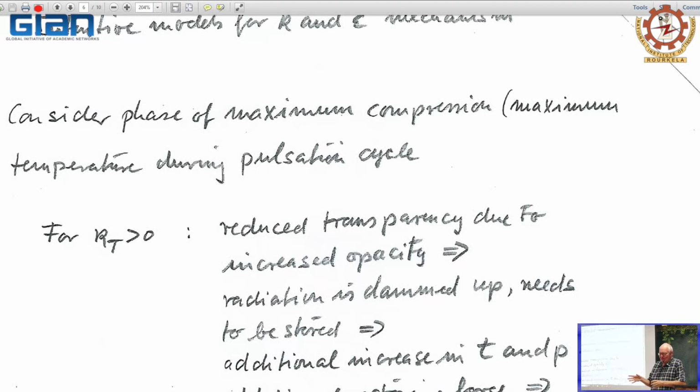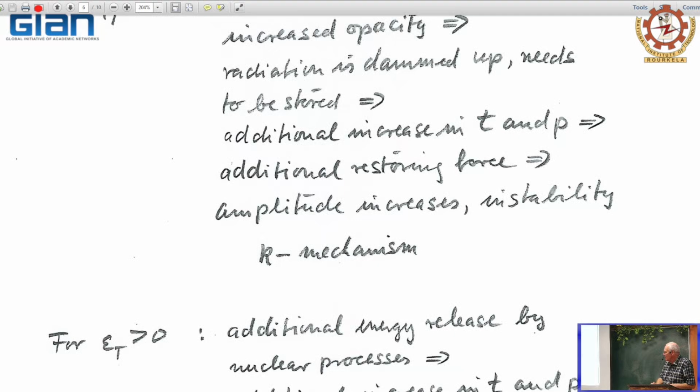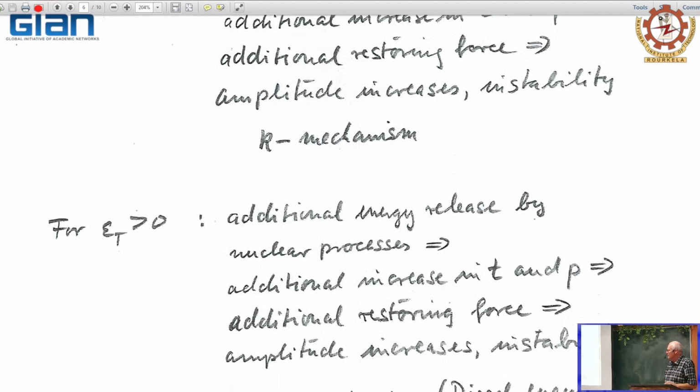So this was the model which Eddington proposed in the initial phase, once he studied stellar pulsation and the excitation of stellar pulsation, and that's what is done once we consider the epsilon mechanism. So if we have an additional energy release in the phase of maximum compression, caused, for instance, by adiabatic motion.